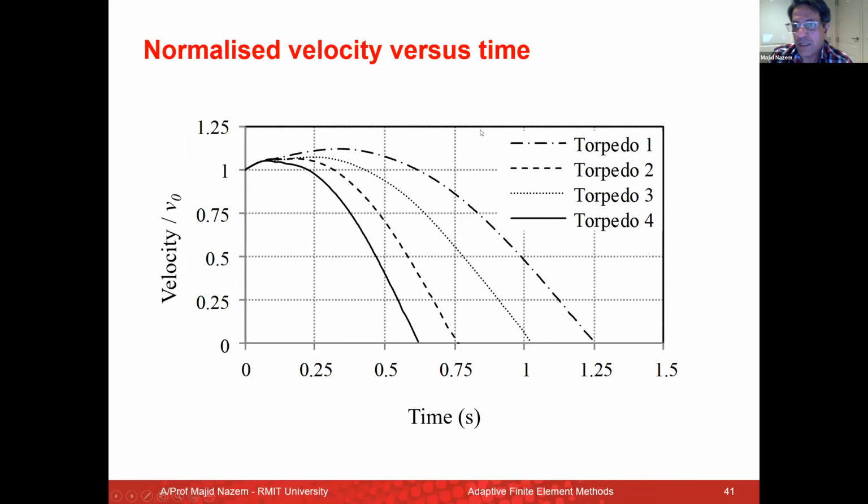This is the variation of velocity versus time. So at the beginning of penetration, the torpedo is still accelerating. As you can see, the velocity increases rather than decreases. And this is mainly due to the fact that the torpedo is accelerating under gravity, and the weight is basically larger than the soil resistance during this acceleration. But after that, you can see that the torpedo starts to decelerate until its velocity goes to 0. This plot suggests that the velocity versus time is kind of quadratic.